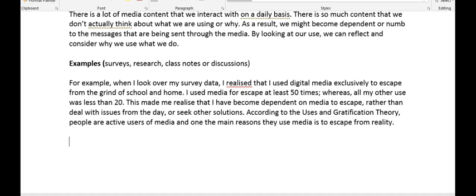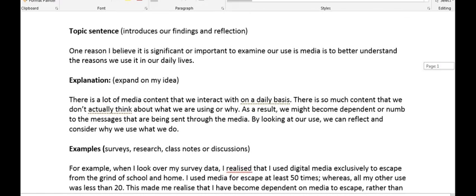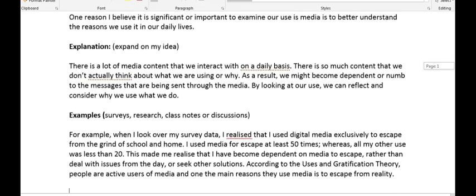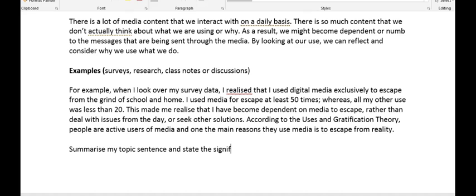Finally, now that I've gone ahead and done that, I have to summarize and go back to my topic sentence. I have to go back up to say that I found this was significant to better understand the reasons we use it in our daily lives. Well, if I'm going to summarize my topic sentence, and in doing so, I can state the significance, I'm going to need to make that big realization of what was the point.